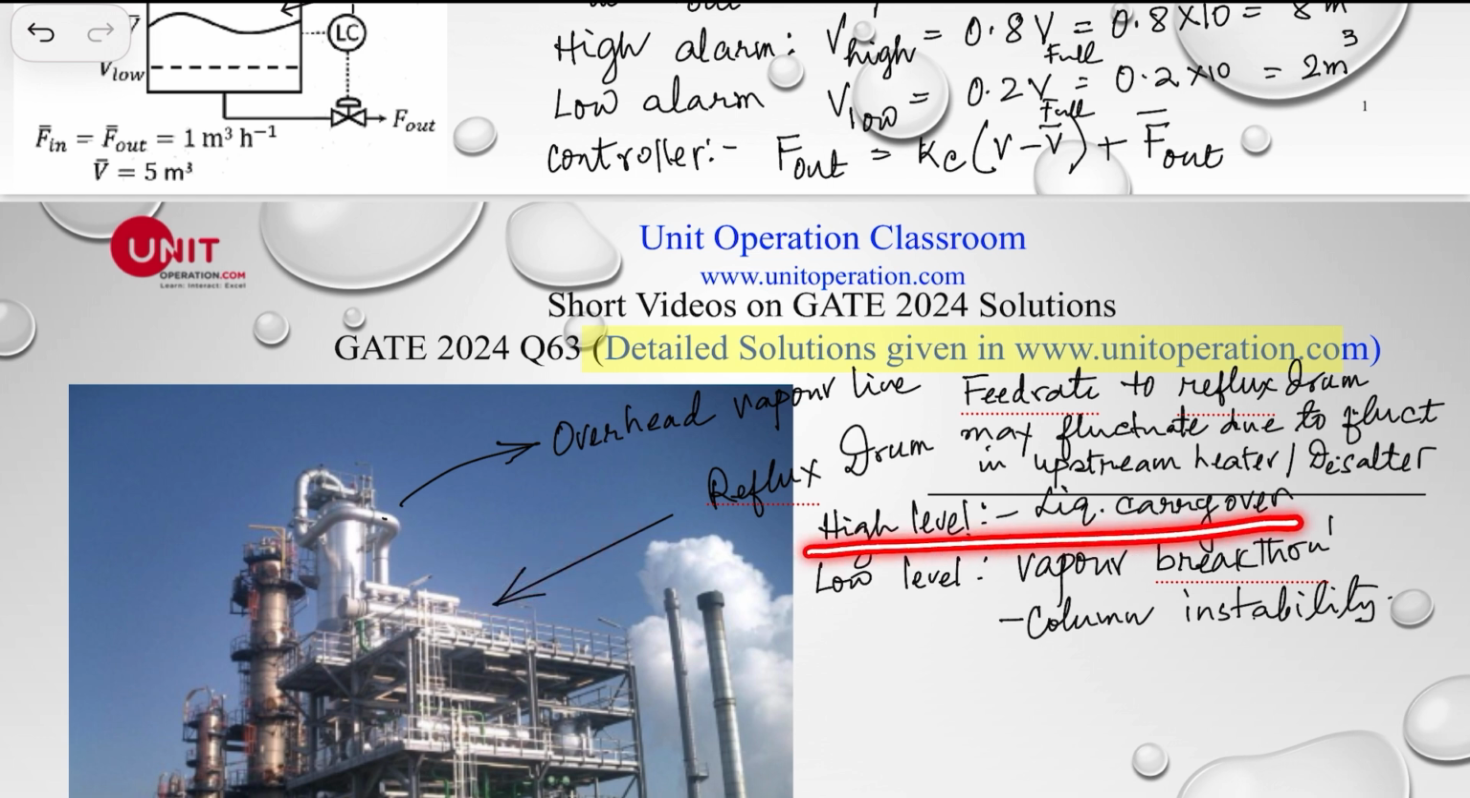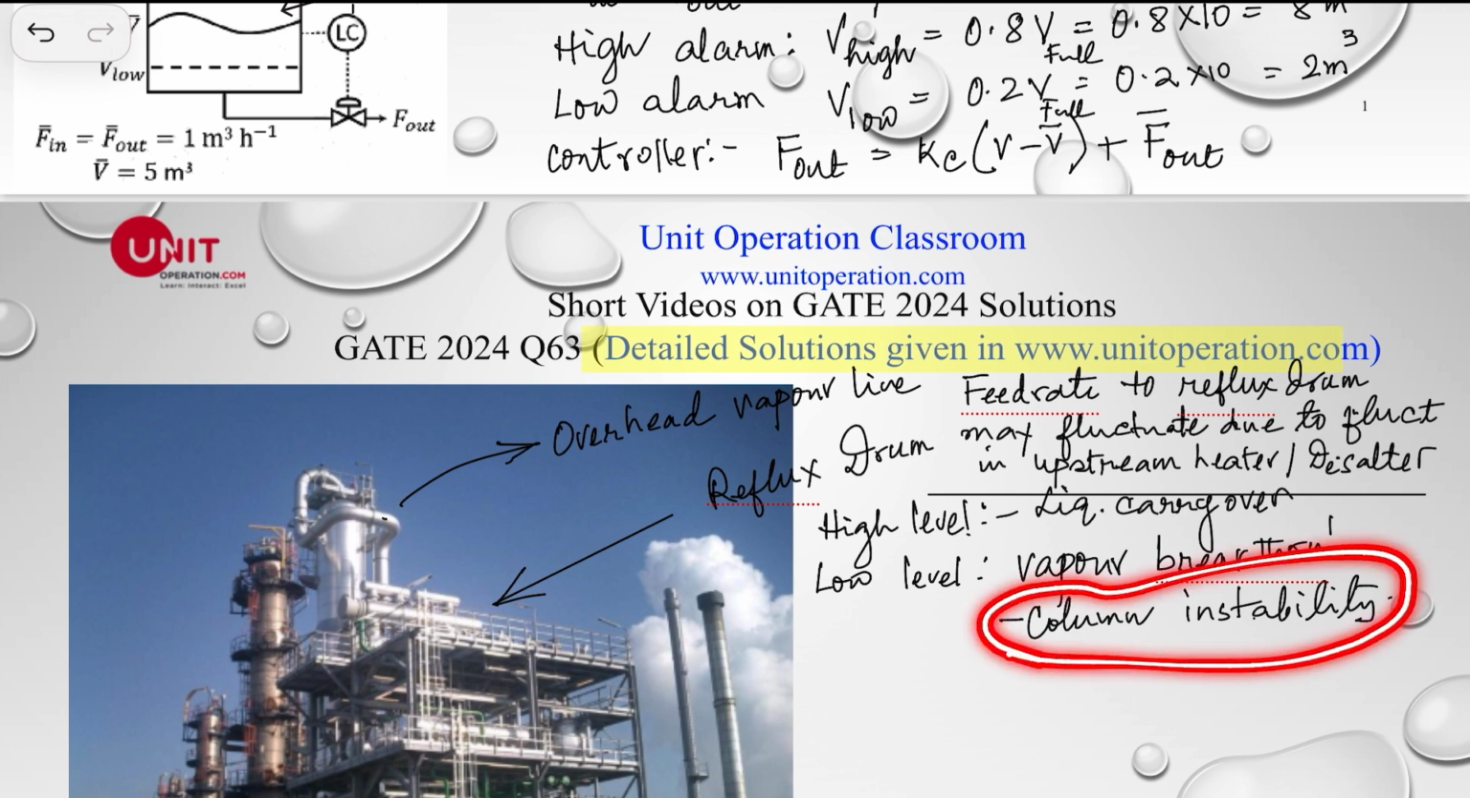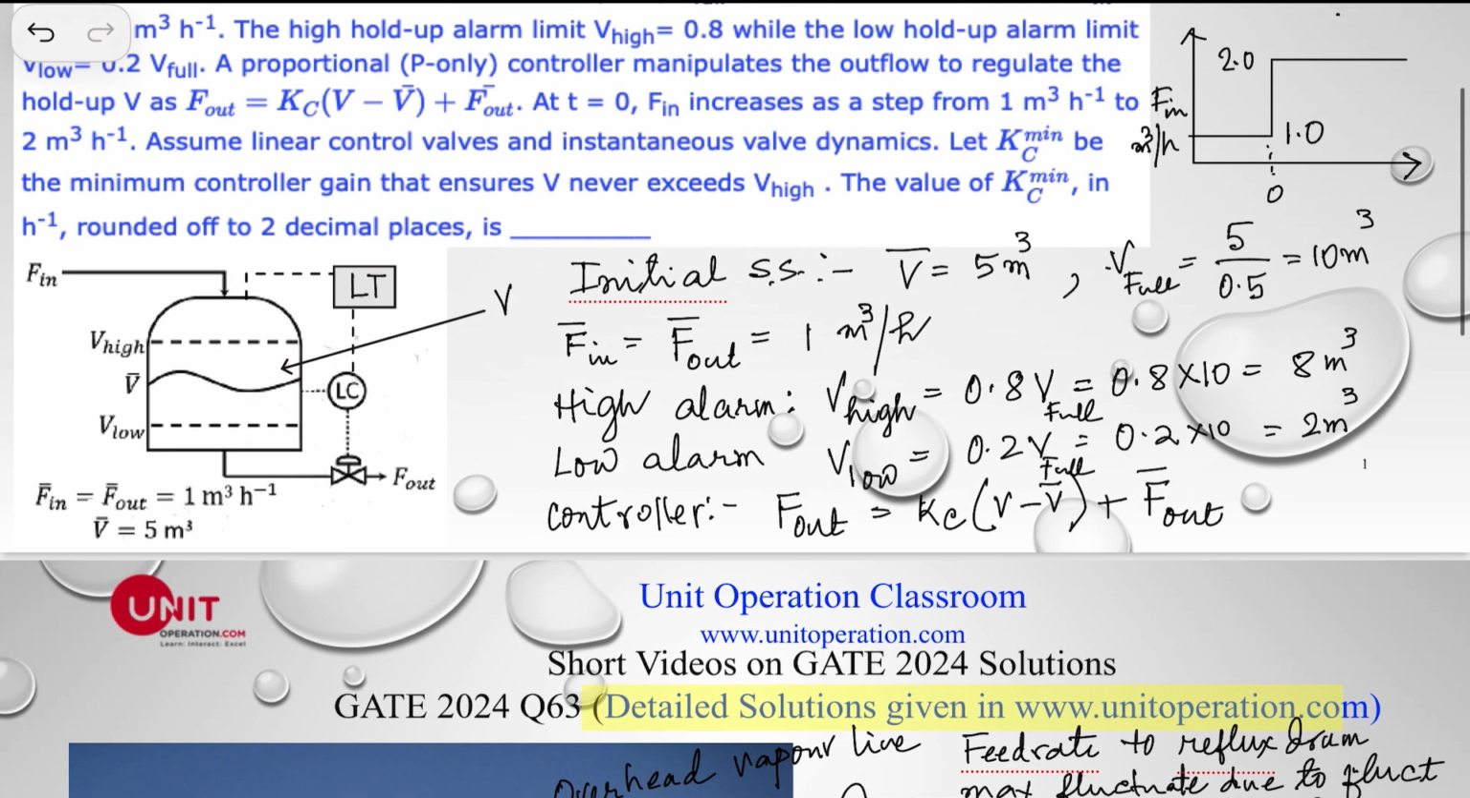If there's a high level, there will be liquid carryover, which is dangerous. And at the low level, of course, there will be a vapor breakthrough through the surge drum, which will lead to column instability. So definitely, before it reaches the high value or the low value, appropriate control action should be taken, which is done according to this one.